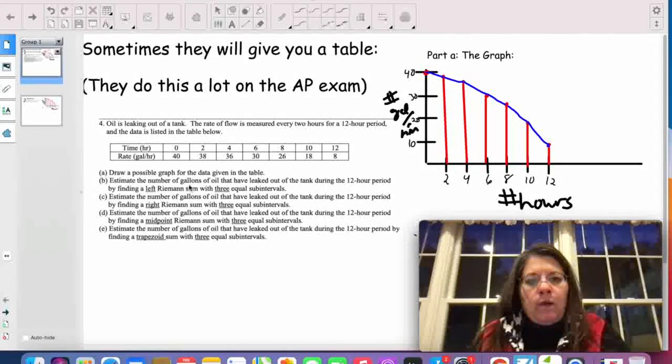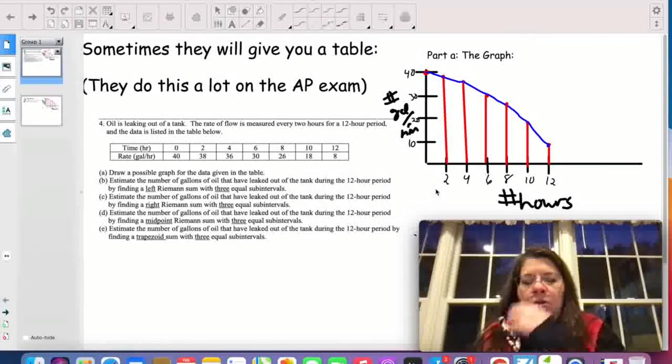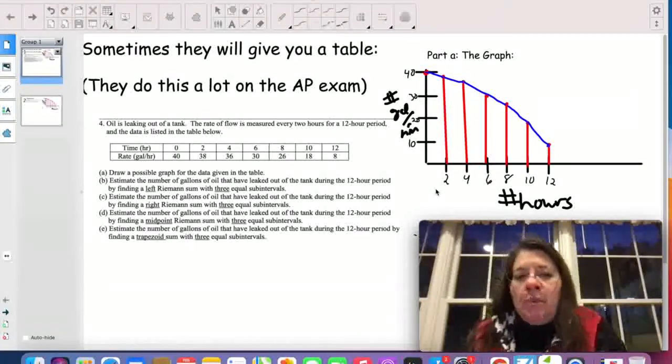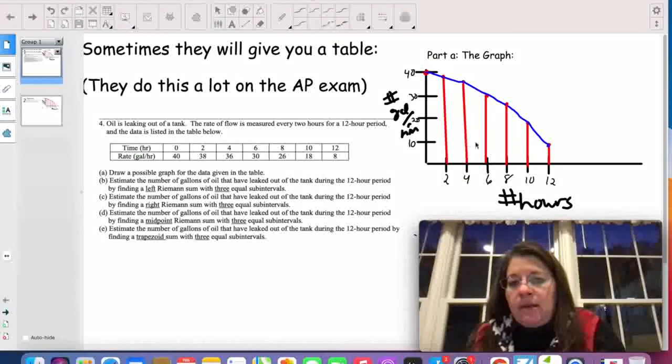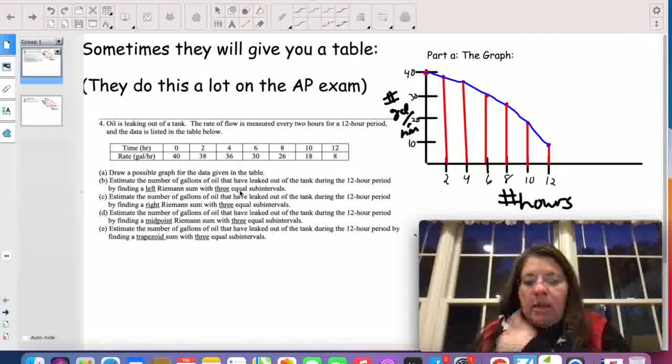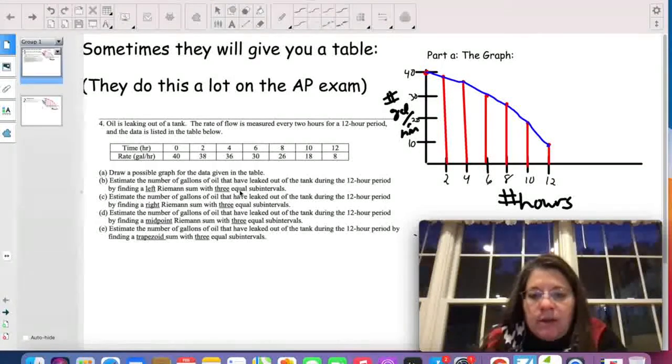gallons of oil that have leaked out of the tank during the 12-hour period by finding the left Riemann sum with 3 equal subintervals. You need to pay close attention to what this says, 3 equal subintervals, because if you aren't careful, you might think that this is asking you to find it in 6 subintervals, but it does say 3 subintervals. So you have to be real careful and make sure you're following their directions.